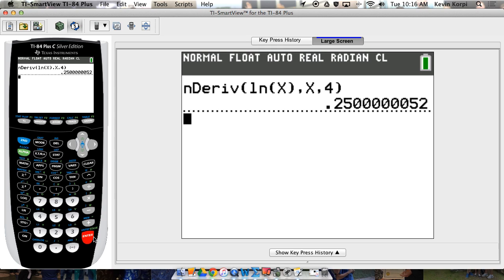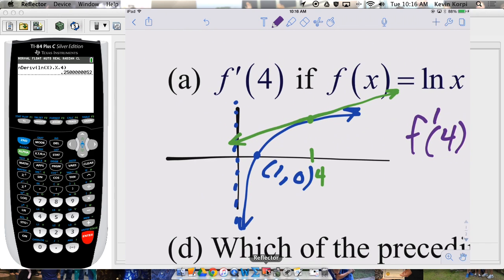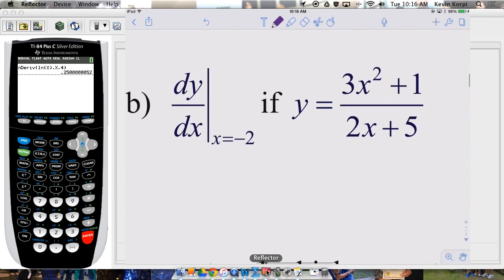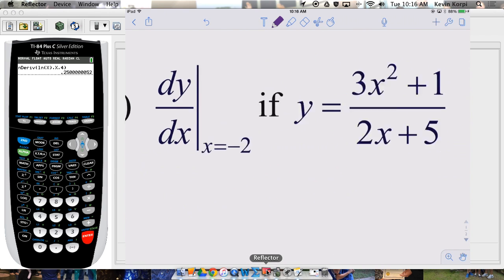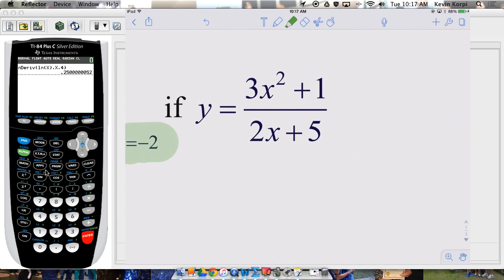All right. Is that a reasonable value for our graph now? Is it reasonable that the function goes up 1/4? Yeah, I think so. All right. How about the next one here? Notice this is Leibniz notation. We want to figure out the derivative of y with respect to x evaluated at x equals -2. That's how we write the evaluation in Leibniz form, if that's our function.